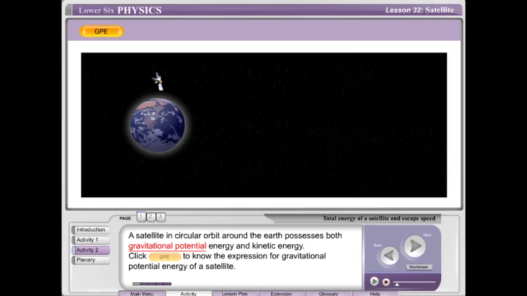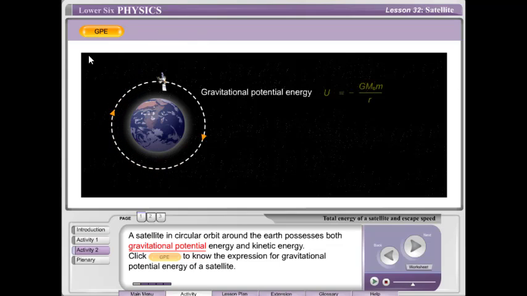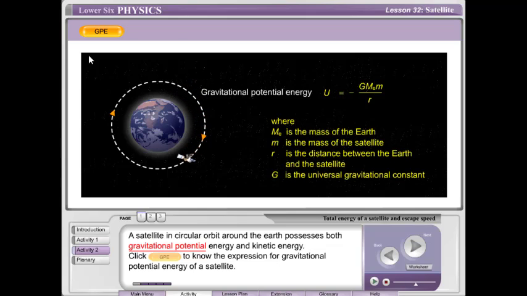A satellite in circular orbit around the Earth possesses both gravitational potential energy and kinetic energy. Click GPE to know the expression for gravitational potential energy of a satellite. Gravitational potential energy U equals negative G M_E M over R, where M_E is the mass of the Earth, M is the mass of the satellite, R is the distance between the Earth and the satellite, and G is the universal gravitational constant.